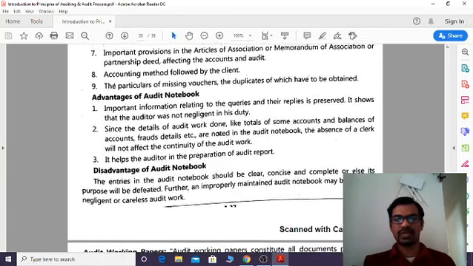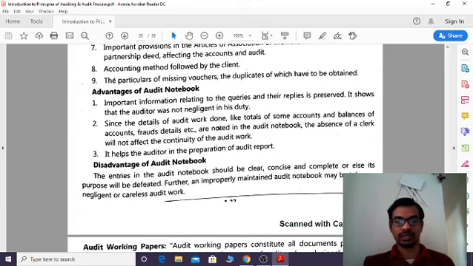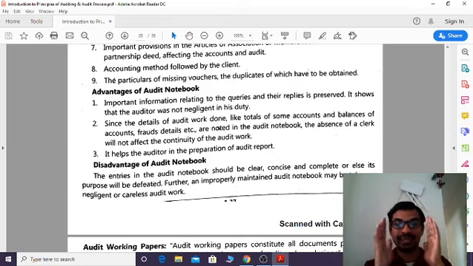There are several advantages of the audit notebook. Number one, important information relating to the queries and their replies is preserved. It shows that the auditor was not negligent in his duty. So whatever queries arise from the assistant, as well as whatever reply is received from the auditor, all those are recorded and properly preserved. It proves that all work is done by the auditor, nothing has been neglected.